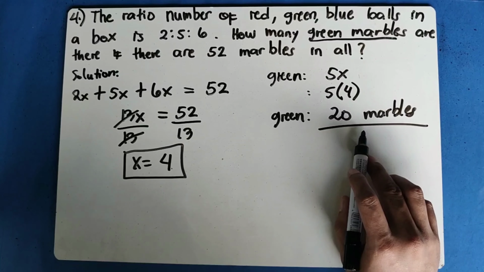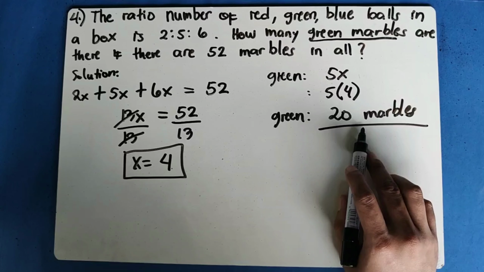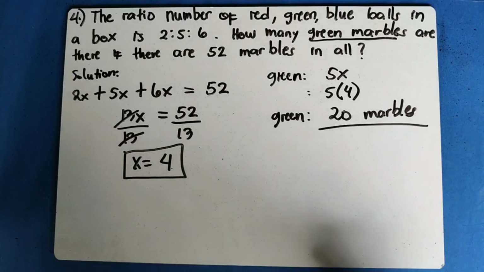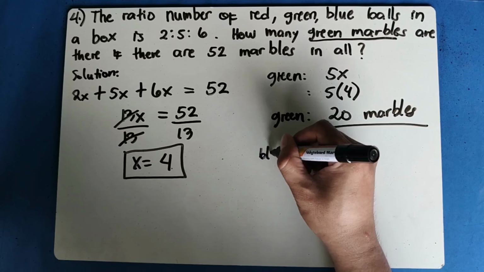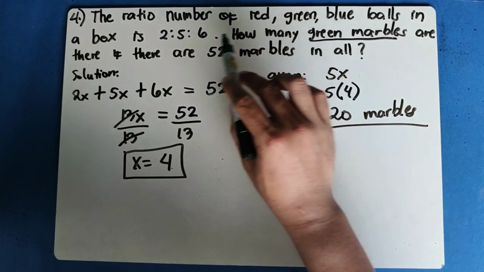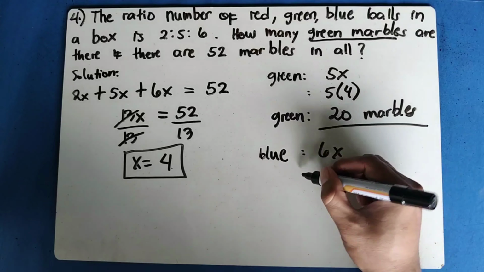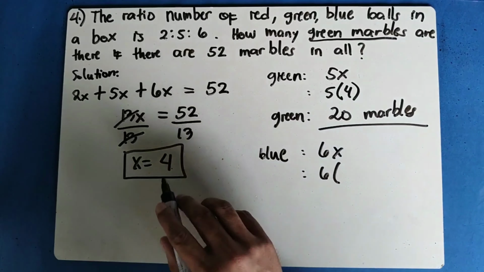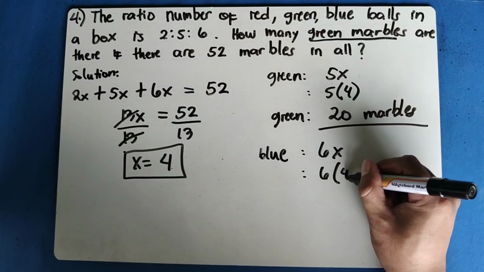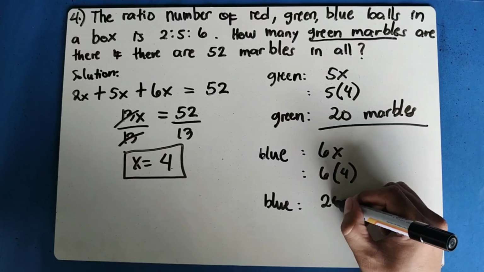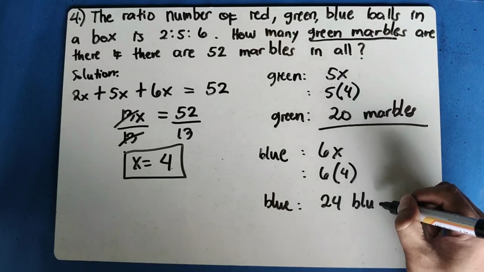What if hinihingi naman dito yung blue? What if hinihingi how many blue marbles? So our blue is red, green, blue. So 6. So 6x. Substitute the value of x is 4. So our blue marbles, there are 24 blue marbles.